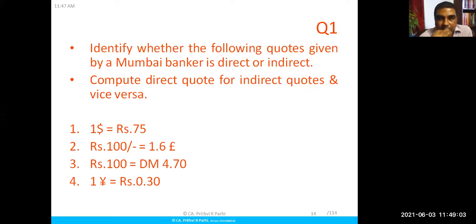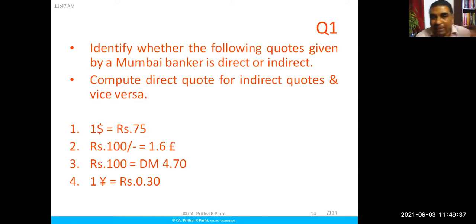Identify whether the following quotes given by a Mumbai banker are direct or indirect. And the second task is to convert direct quotes to indirect quotes and vice versa. You can see it is a quote given by a Mumbai banker. That quote is from which country? India. If you know the quote is from India, then what is the home currency? The Indian rupee. So now you have to find out whether this is a direct quote or an indirect quote.